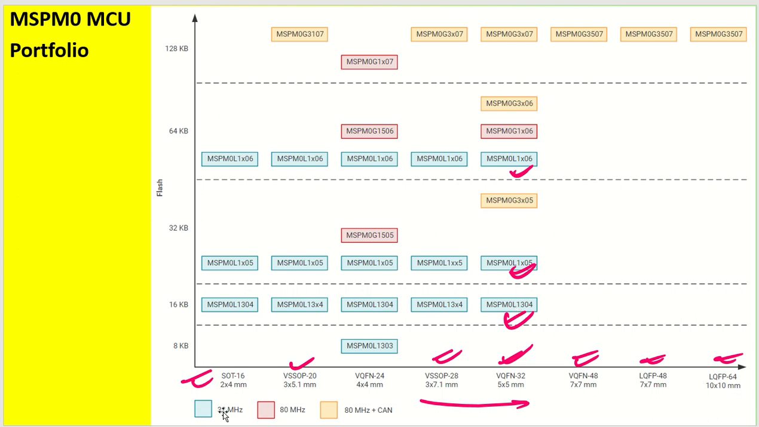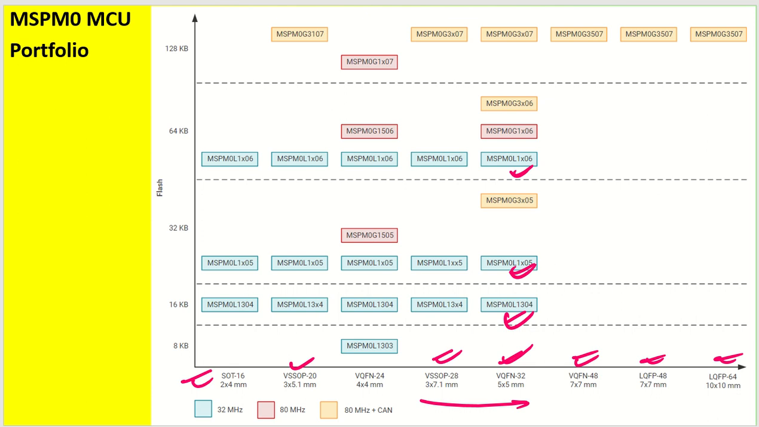You can see the frequency is 32 megahertz, the orange color frequency is up to 80 megahertz, and the yellow color frequency is up to 80 megahertz plus CAN application. So this yellow one will be utilized for our automotive application as well, because it has inbuilt CAN. Okay, good. So we are good to go ahead.